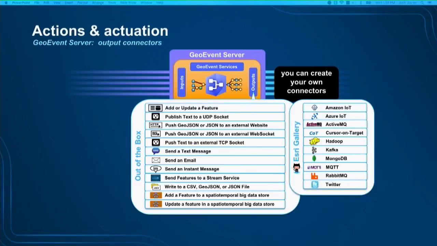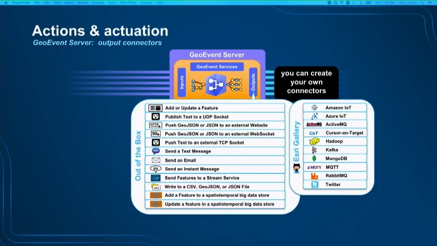Now on the output side, just like we have on the input, we have two different groups that allow you to do out-of-the-box connectors. So you can connect directly to all the rest of the ArcGIS platform through things like add and update features. If you're using the spatiotemporal big data store, you can add and update features directly to that. That's using a TCP connection, so it's going directly to the data source. You can also do notifications through text messages, email, instant messaging.